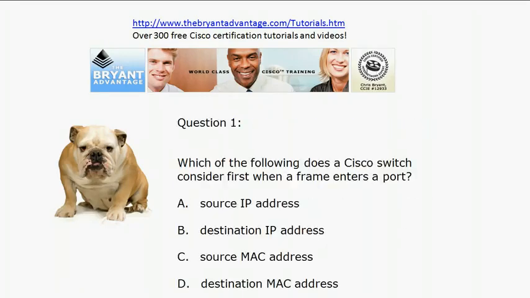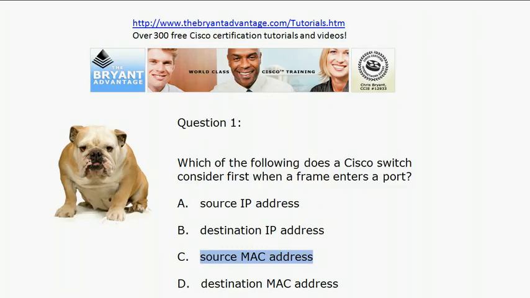Let's jump back to question 1. Which of the following does the Cisco switch consider first? When a frame comes into a port, it's logical on one level to think, well, it's going to look at the destination MAC address because we're looking at switches here and frames, so we're definitely dealing with MAC addresses. So we know that A and B are incorrect. And while the switch is going to eventually look at the destination MAC address, the switch will first look at the source MAC address.